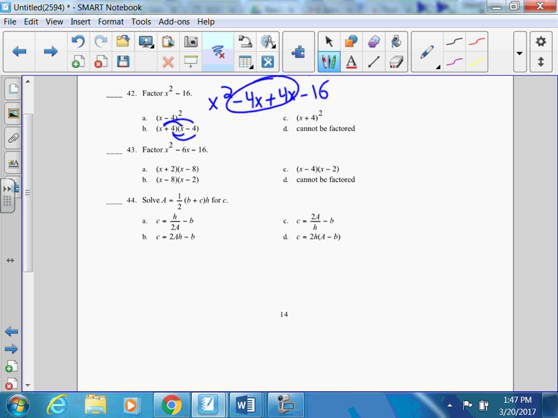What do you notice about these middle terms? You got a negative 4x and a positive 4x, and they're going to cancel out. Now you're left with x squared minus 16, which is what you have. So B is going to be the factored form.